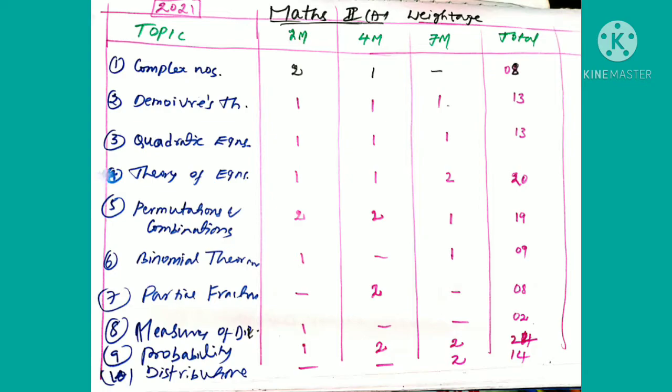From probability we can observe that one 2-mark, two 4-mark, and two 7-mark questions will come, which means its total weightage is 24 marks. And the last and final topic, distributions, also known as random variables and distributions. Here no 2 marks, no 4 marks, two 7-mark questions will come, totally 14 marks weightage. We can add all these totals; it is 130 marks in total including the choice.